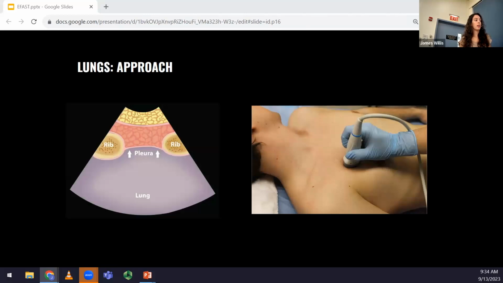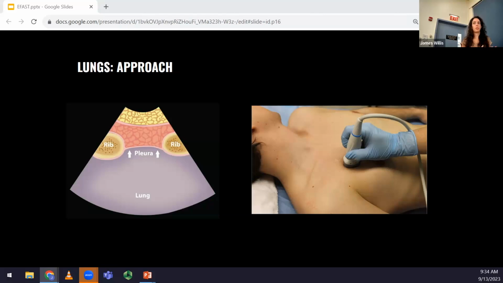All right, and then the lungs. For this view, again, if you have the time, you're doing the exam separately. A lot of times we'll use the linear probe to look for this, but if you have the curvilinear in your hand, it works just as well. You're just going to have to decrease your depth so that you're getting a better view of the actual pleural line. We're not looking for B lines here. We're looking just at that pleural line.